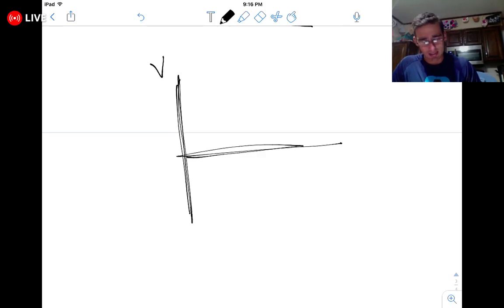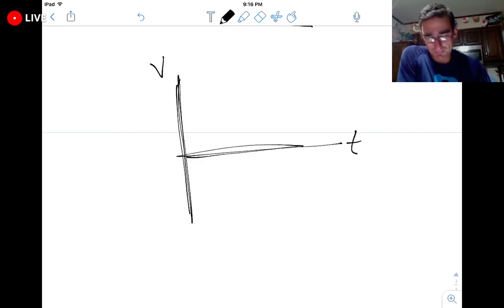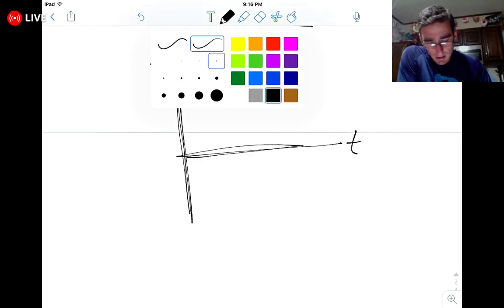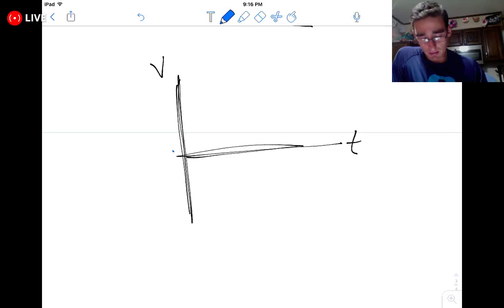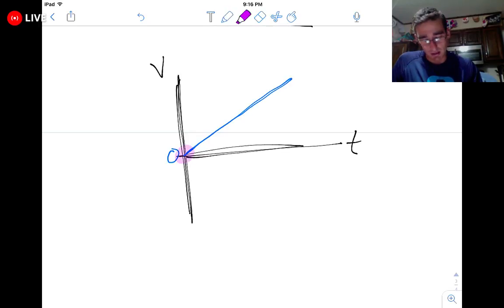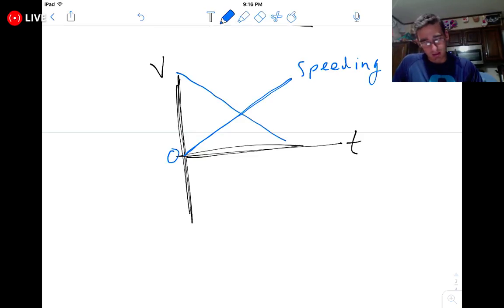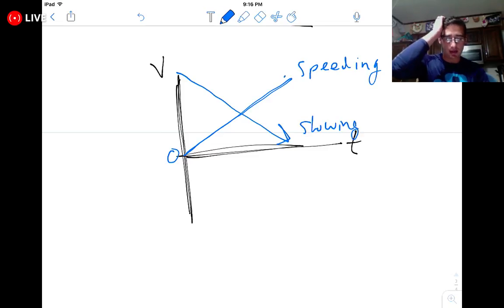Now this is a velocity versus time graph. What I have to recognize is that if my line is above 0, speeding up looks like this. See how my line is getting farther away? If 0 is here, my line is getting farther away from 0. I'm making a bigger space there. So this is speeding up. If my line goes down towards 0, this is slowing down. And that probably makes sense. Up is speeding up, down is slowing down.